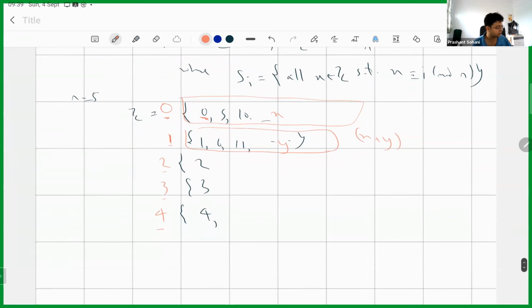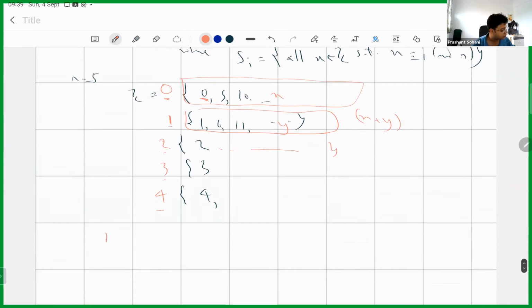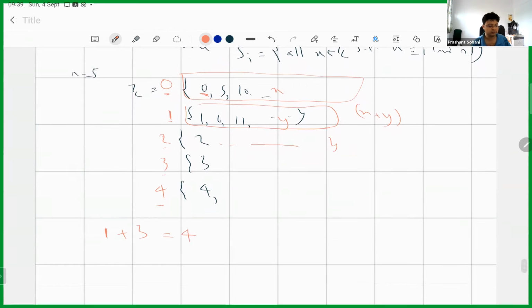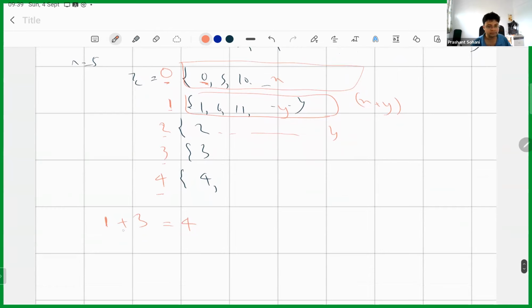They may look like ordinary numbers, but actually each of them is a set. So when I write 2, I'm actually talking about this entire set of numbers which have remainder 2 modulo 5. And the interesting thing is I can do arithmetic on the sets themselves. I can say set 1 plus set 3 equals set 4. As it turns out, we don't know how to add sets. That does not make sense.